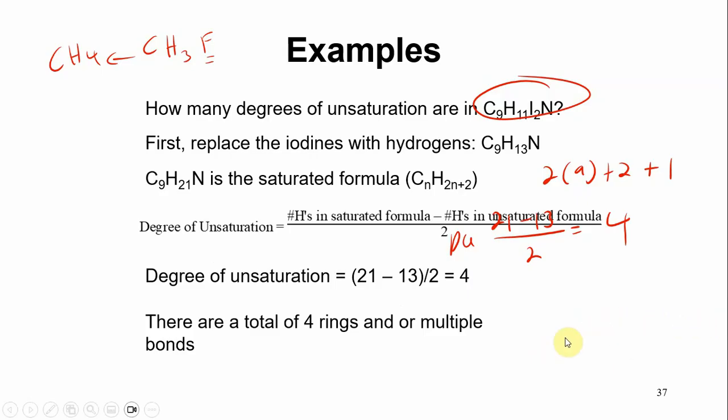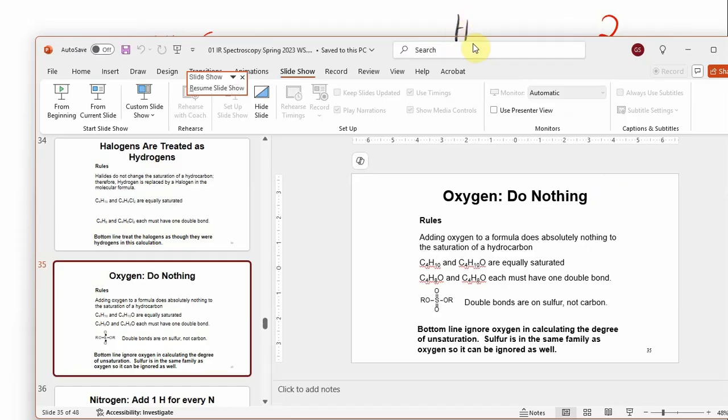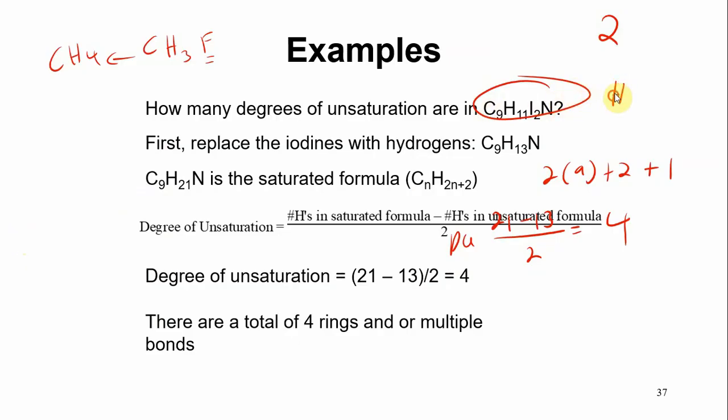But what the degree of unsaturation formally means is 4 rings, 4 multiple bonds, or any combination thereof. By the way, if you come up with a degree of unsaturation of 2, what does it mean? Possibly 2 rings, 2 double bonds, a ring and a double bond, or a triple bond.